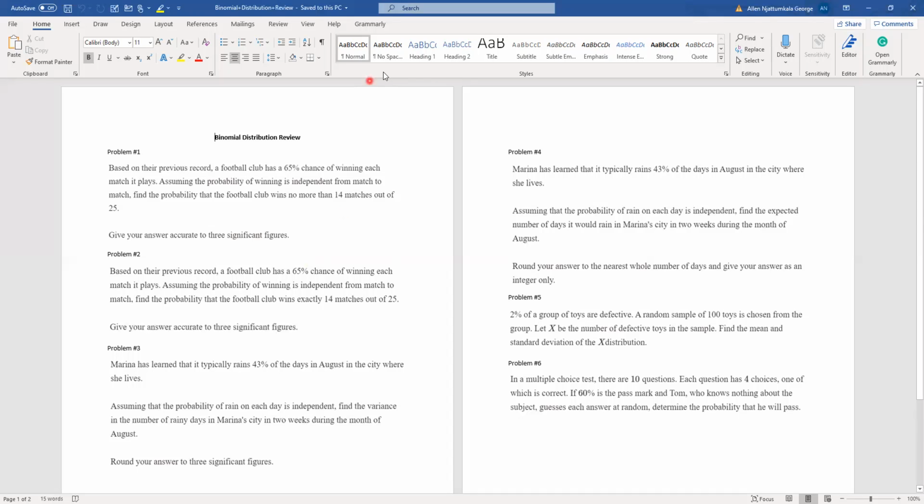Okay, question 3. So I actually did question 3, but in this one, it's not asking you to find the PDF or CDF. It's just asking you to find variance. And so the formula for variance is.